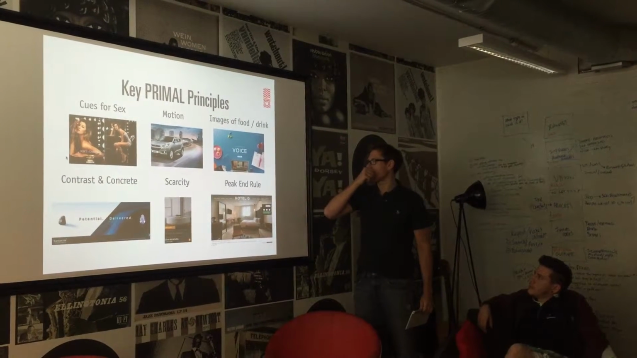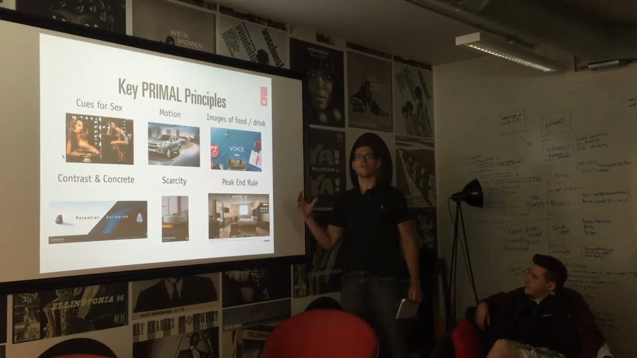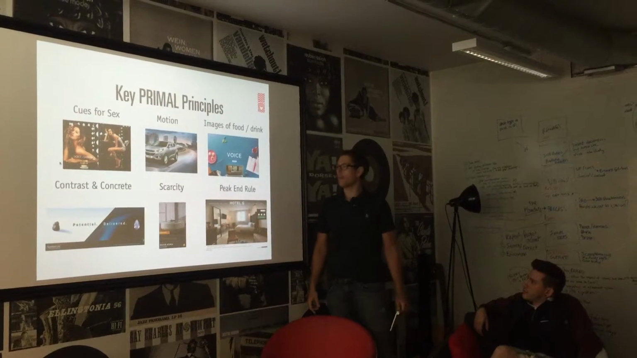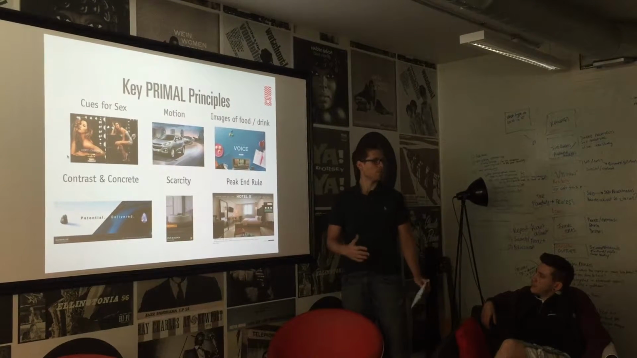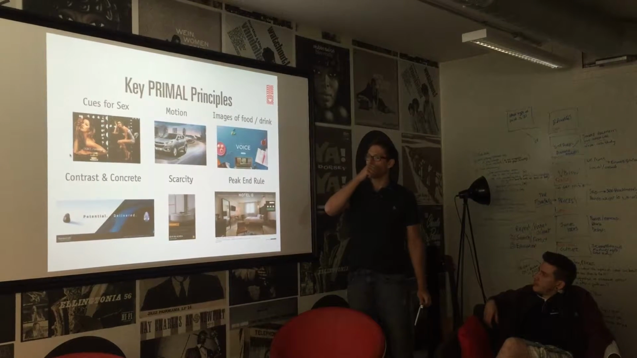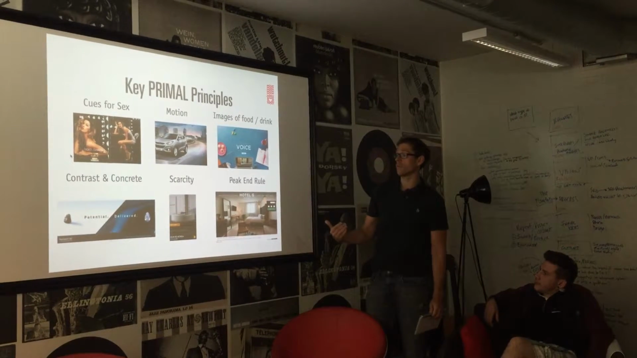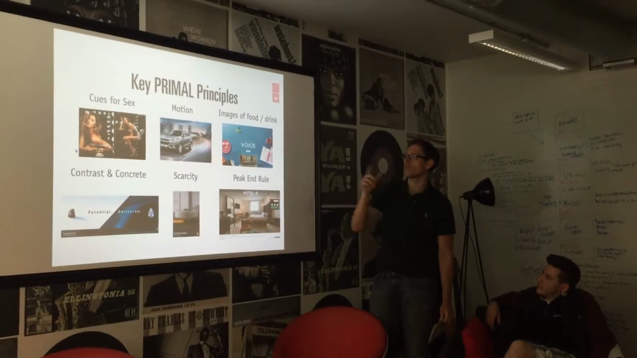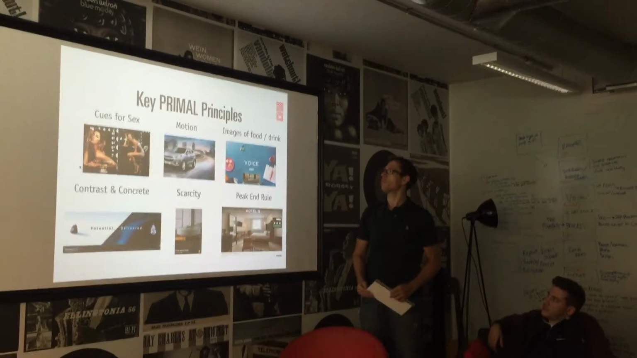You've then also got this thing that's known as the peak end rule. So for a hotel, for example, you can play on that primal instinct by giving them a glimpse of what they're going to get. Scarcity, we all fear there's only one of something left, there's only two of something left. So a great way it's being used online at the moment is by having a ticking clock, or saying there's only X amount left. And also contrast and concrete, where you effectively polarize one thing against another. So all of these are key primal principles.